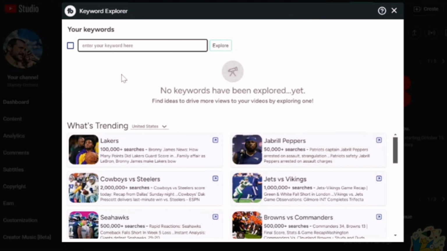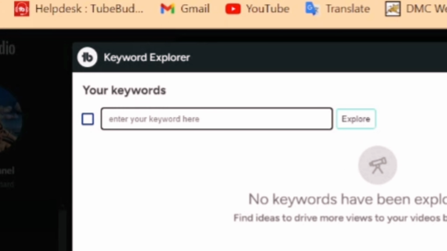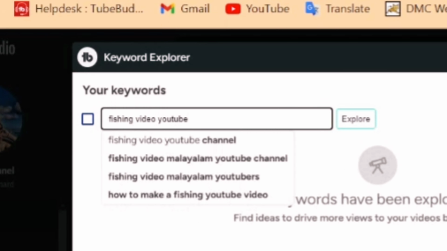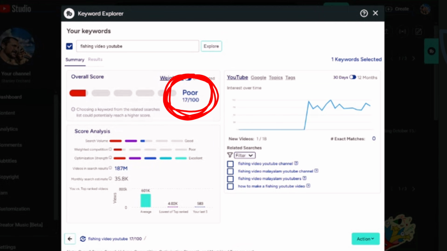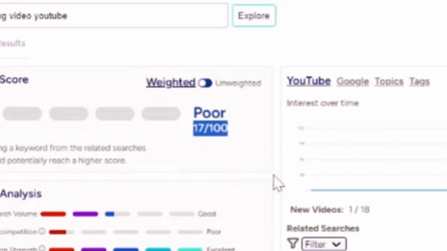You're going to start off by entering a keyword here. Since I do fishing videos, fishing, video, YouTube, it's real simple. As you can see here, there's a lot of information on this. The very first thing, and the most important thing to be aware of, is that this overall gets a poor score. It gets 17 out of 100.